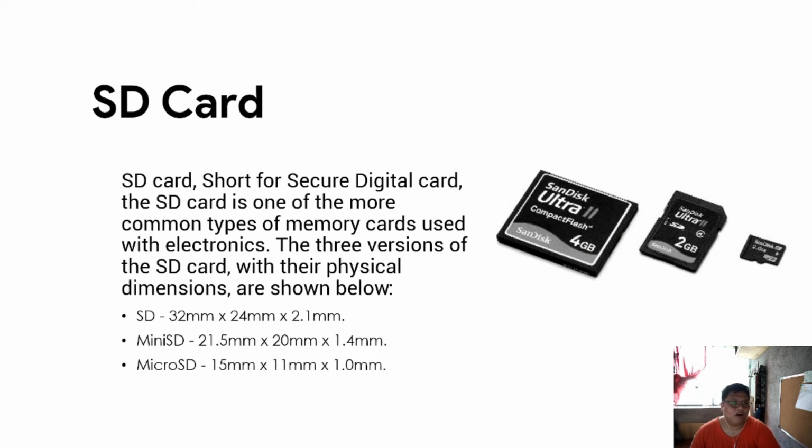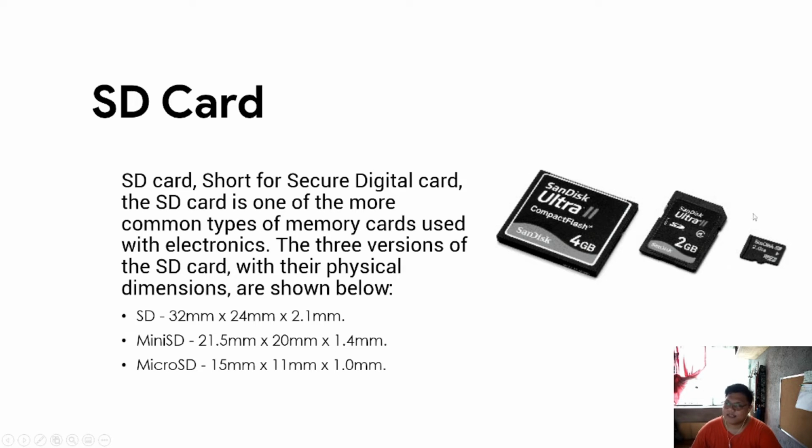Another type of flash memory device is the SD card, short for secure digital card. The SD card is one of the more common types of memory cards used with electronics. We have three versions of SD card: the SD, the mini SD, and then the micro SD. I think we are all familiar with this one. Micro SD is what we use in our phones.